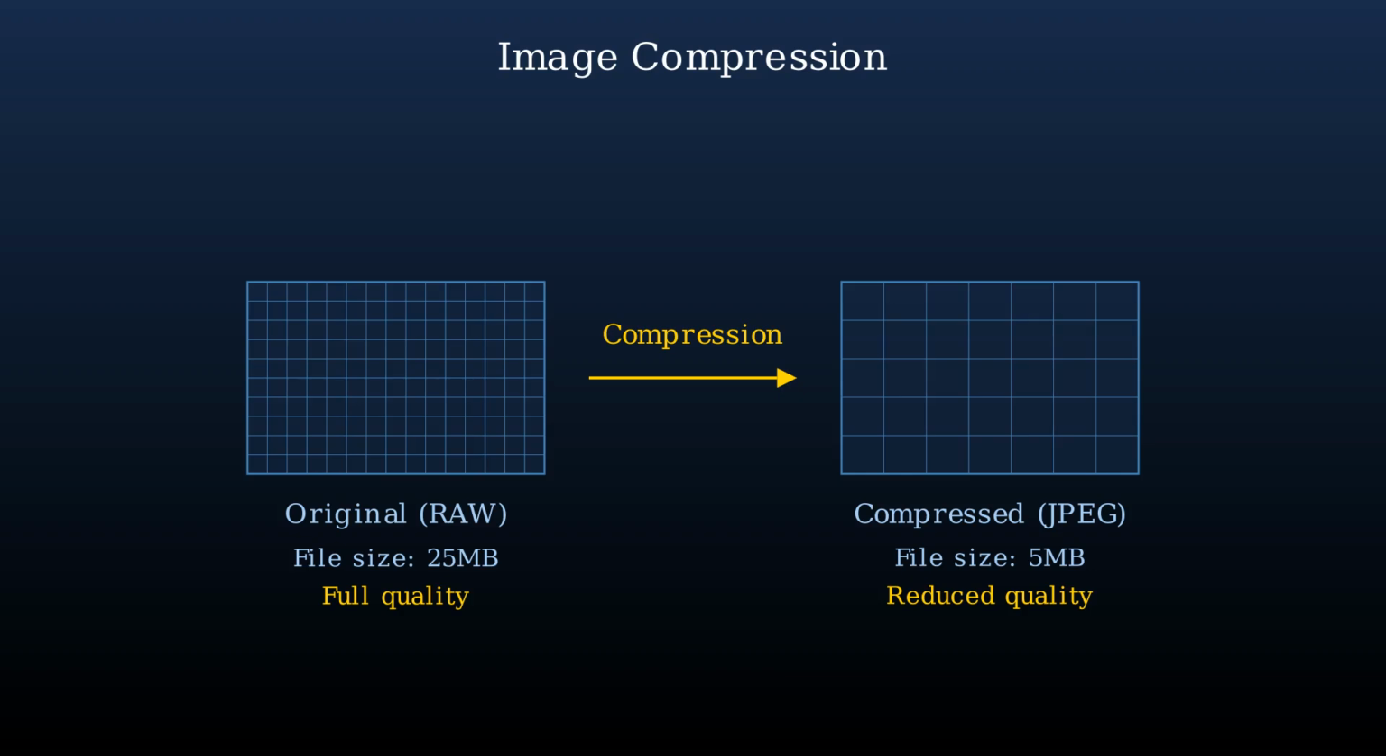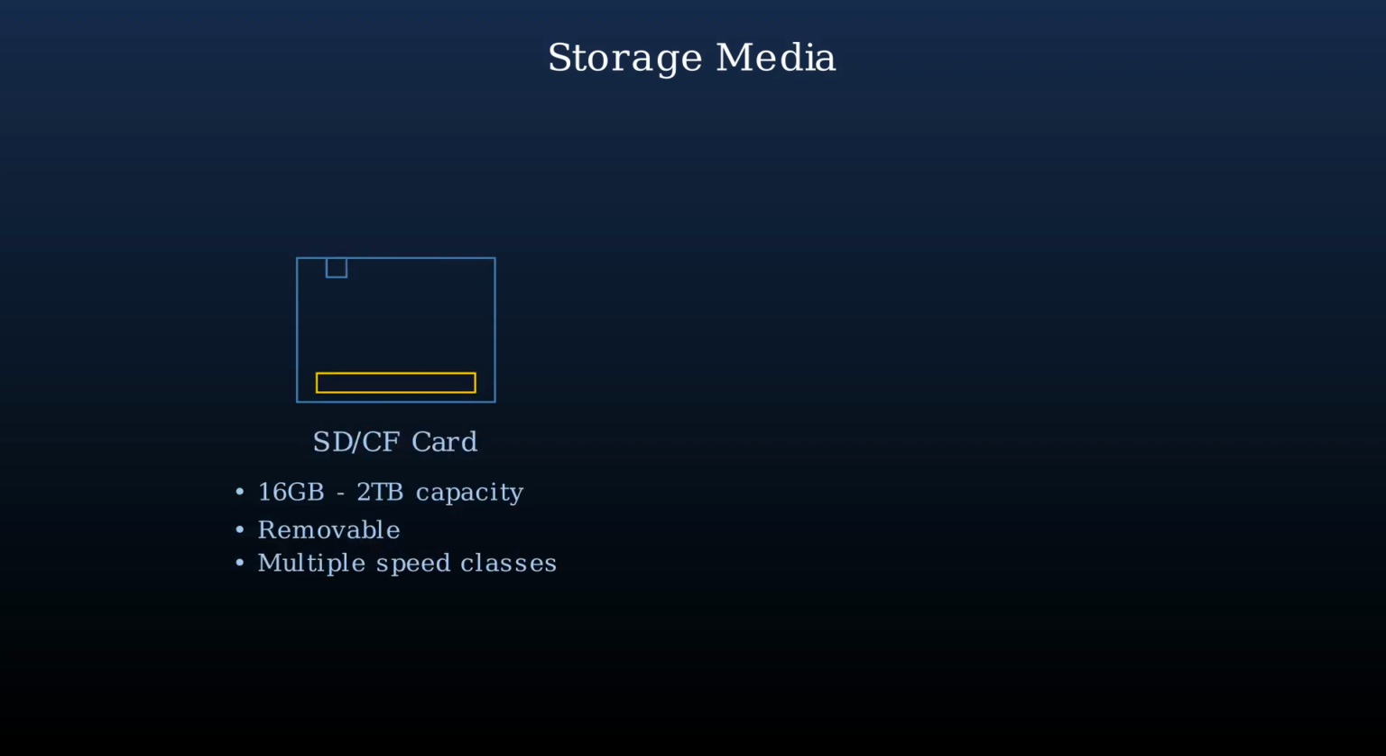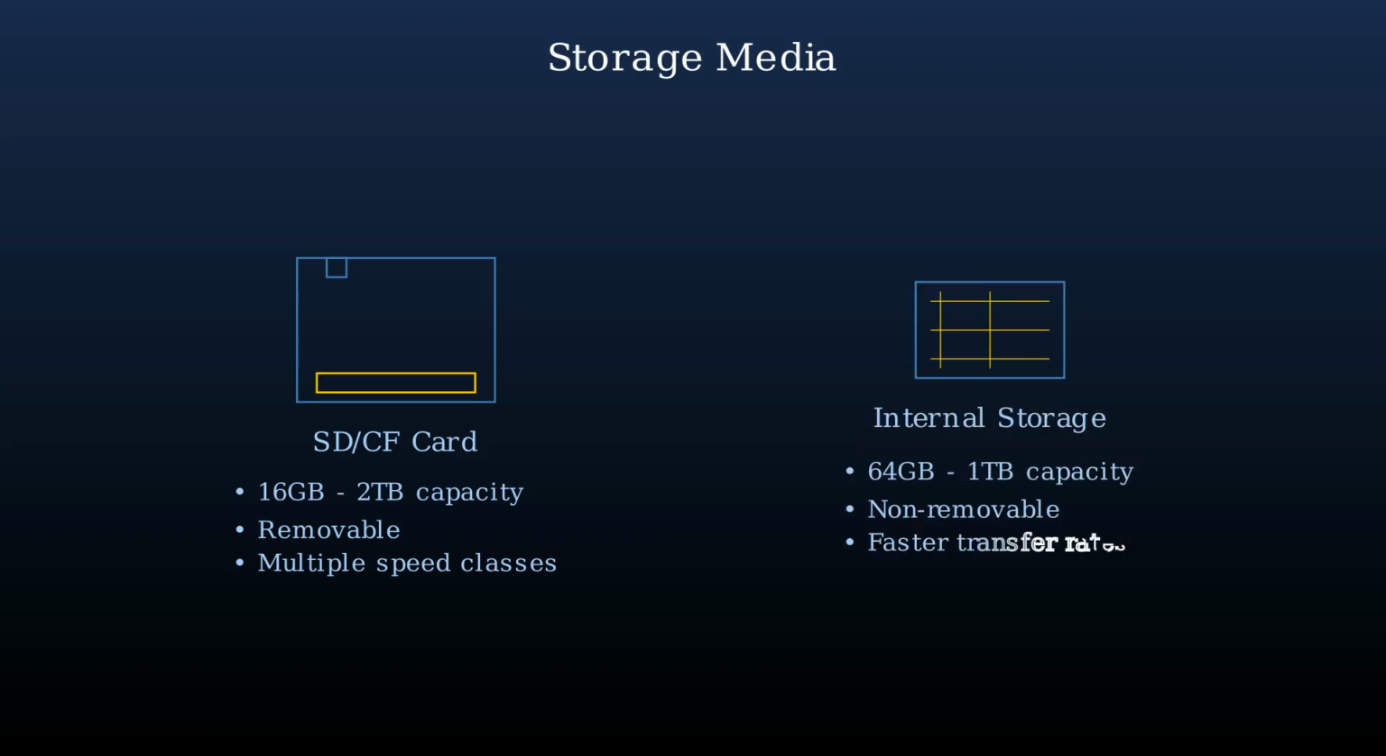to the human eye. Modern cameras store images on either removable memory cards or internal storage. SD and CF cards are removable storage media with capacities ranging from 16 gigabytes to 2 terabytes. Many newer cameras also feature internal storage, which offers faster write speeds but cannot be removed.